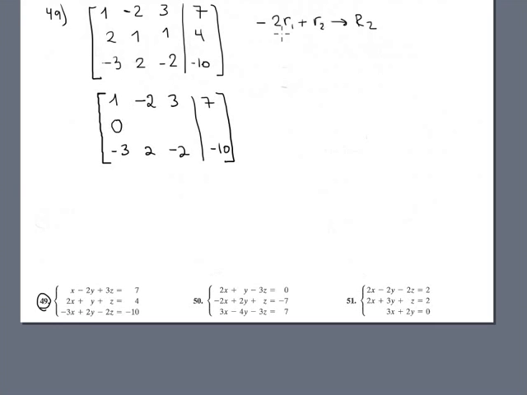Minus 2 times negative 2 is positive 4 plus 1 is 5. Minus 2 times 3 is negative 6. Negative 6 plus 1 is negative 5. And negative 2 times 7 is negative 14 plus 4 is negative 10. Okay, and this is the first row operation. We have 0 here. I need 0 here. Therefore, remember opposite signs. 3R1 plus R3 stored in R3.